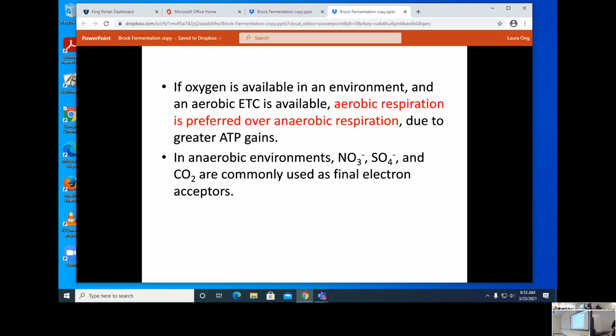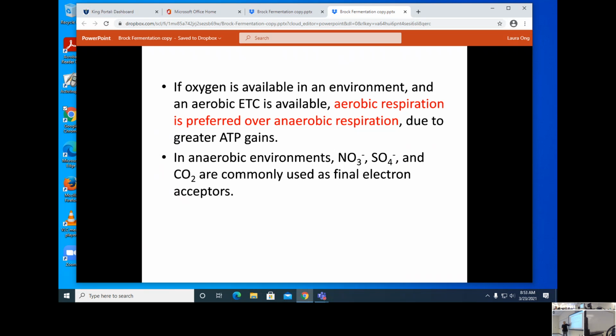And then just a reminder, if an organism can do anaerobic or aerobic, if they're facultative, this statement is about facultative anaerobes. If you've got the option to do aerobic or anaerobic, and you are in an oxygen environment, aerobic is always the choice because you're going to make more ATP.